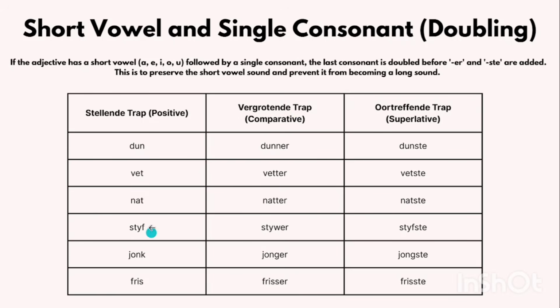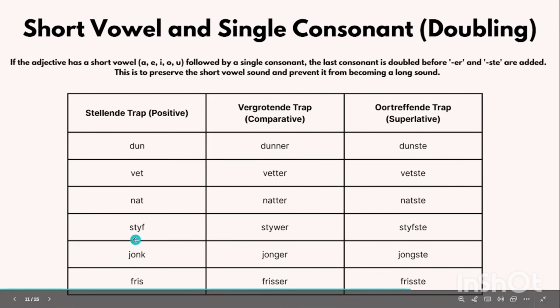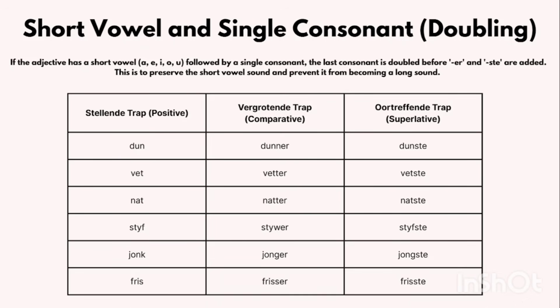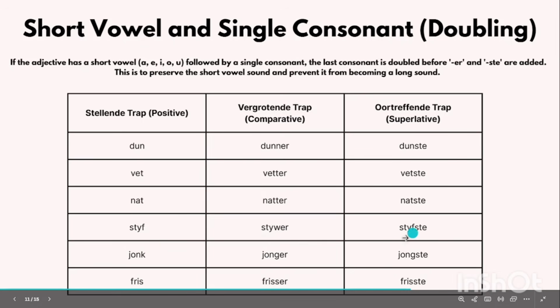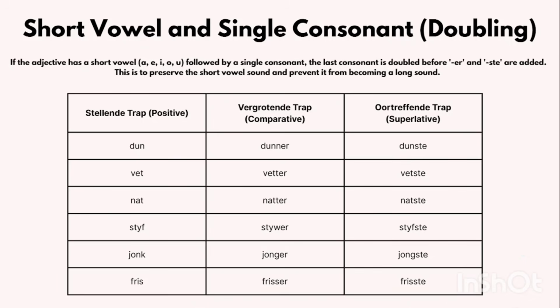Stijf, so if it ends on an F, you're going to add a W. This is throughout, even for verkleining or meervoud plural, this one still applies. Jonk goes with the exception of lank. In the vergrootende trap, you add G, and then the oortreffende trap is jongste. It stays with the G. So yes, remember lang, langer, langster. So those two go together.